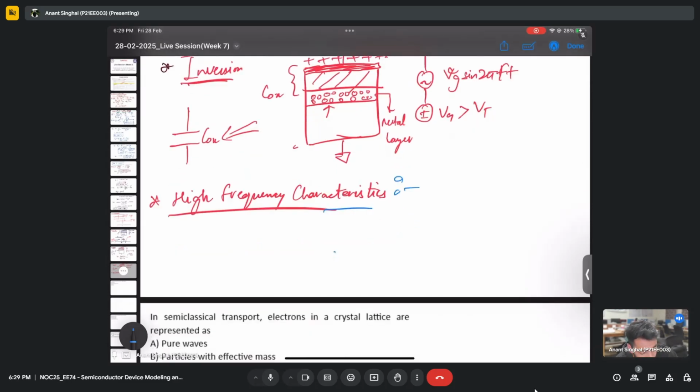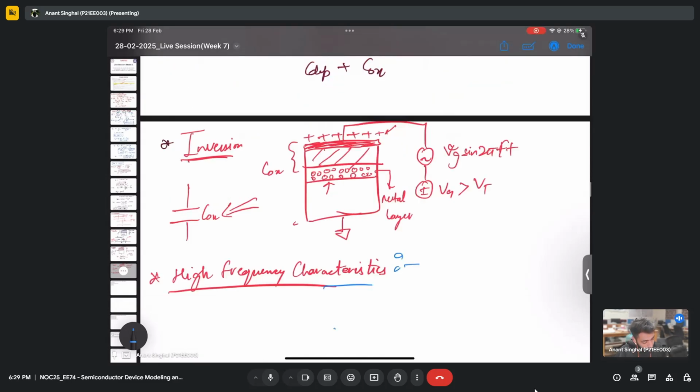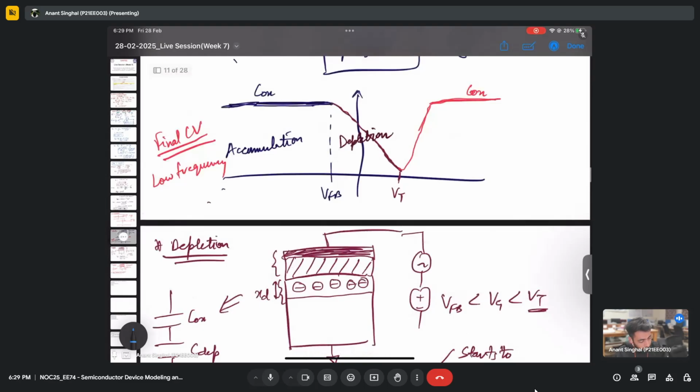So by high frequency, I mean the AC signal is very high. So what do you think will happen to the CV? This is currently the low frequency CV. So what do you think will happen to the high frequency CV? Will there be any change?